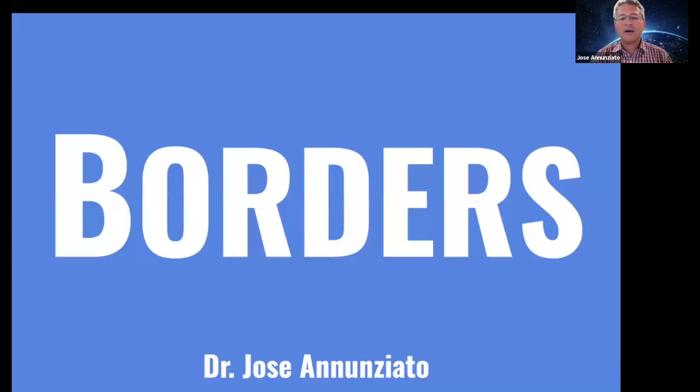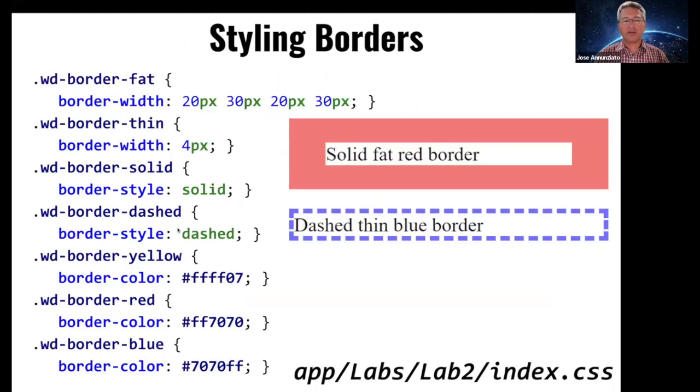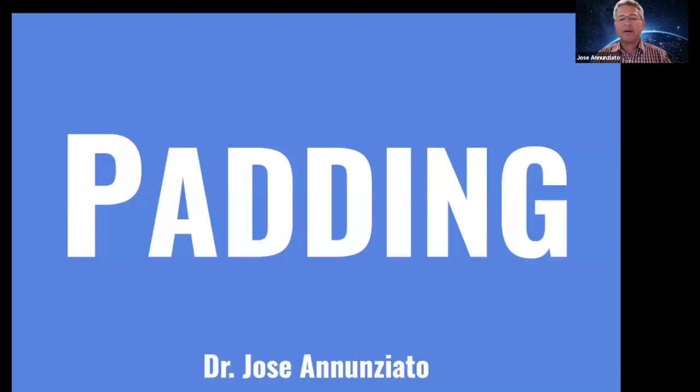Okay. All right, so let's talk about borders. There is an exercise in the labs that lets you play around with borders. Take a look at that. You can define these classes, border-fat, border-red, and then combine them with thin and other colors, blue, and declare them there and confirm that they render as shown. So go through those exercises. They allow you to practice this. So go ahead and do that.